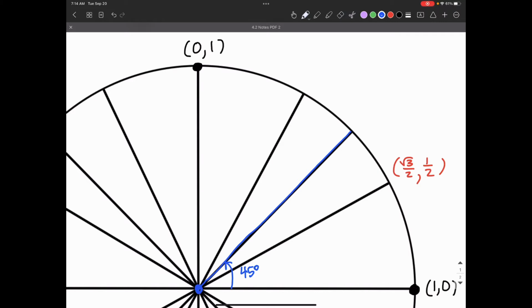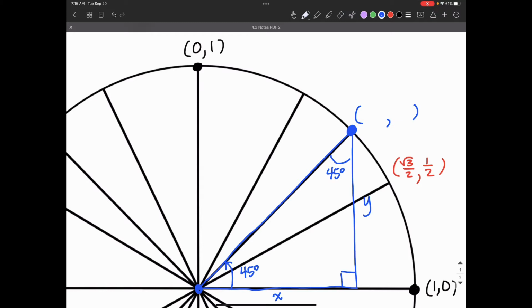If I create a right triangle like I did before with the other terminal side, I know that this is an isosceles triangle because I have 45 degrees here, 90 degrees here, and I need another 45 degrees to finish this triangle. And so this is an isosceles triangle, which means that the side lengths here and here, that's x and this is y, should be the same when I come up with a coordinate for this point here.